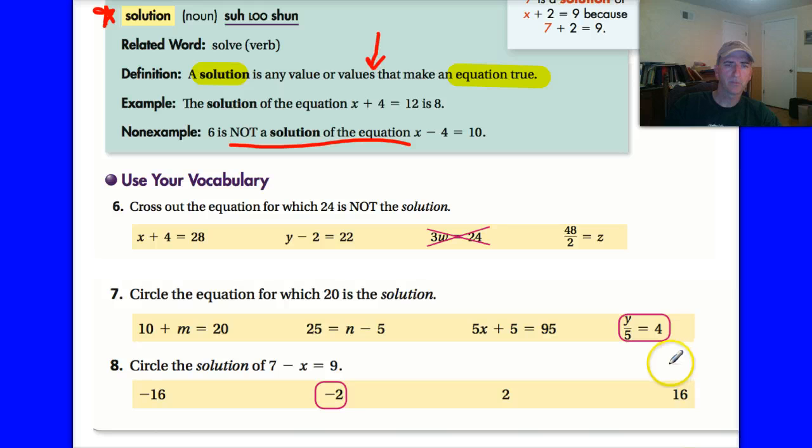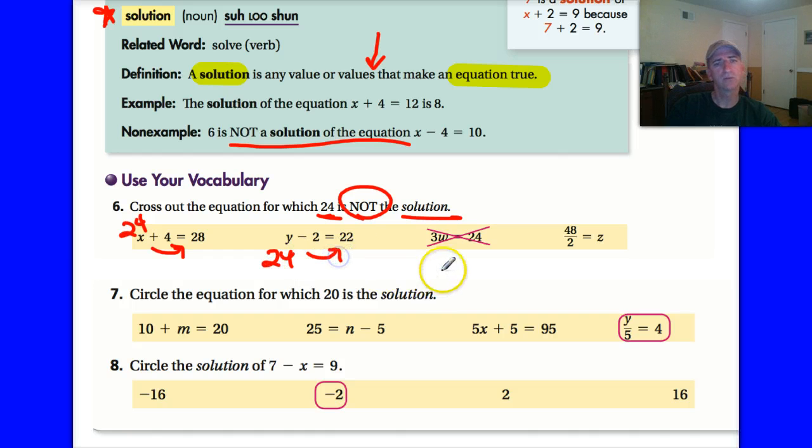6, 7, and 8 you could probably do fairly quickly on your own, but I'll talk you through them real fast. It says cross out the equation for which 24 is not a solution. Okay, well, last time I checked, 24 plus 4 was 28, and 24 minus 2 was 22, so those two are a solution. However, 3 times 24 does not equal 24. You can cross that one out, and that one's true on the end as well.